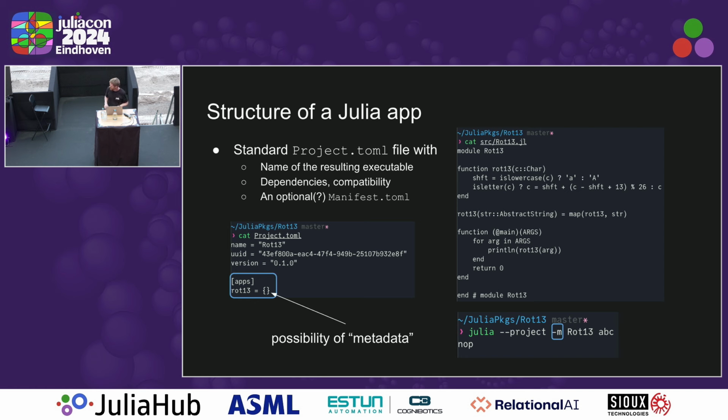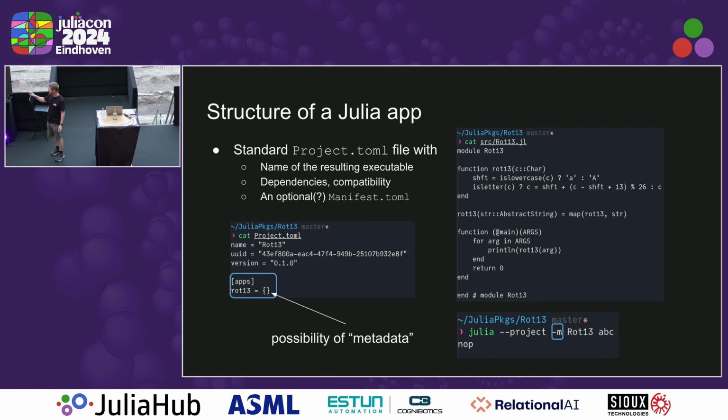So let's think about how we should structure a Julia app then. A good idea is to start with having it as a package. So we have a standard project file. We want to have a bit of extra information, so we want to have the name of the executable. We still can have dependencies, compatibility, and maybe we want to specify exactly what version of the dependencies we want to use.